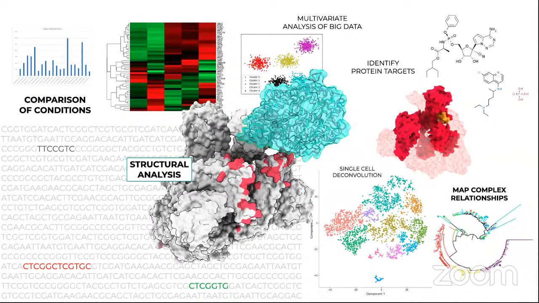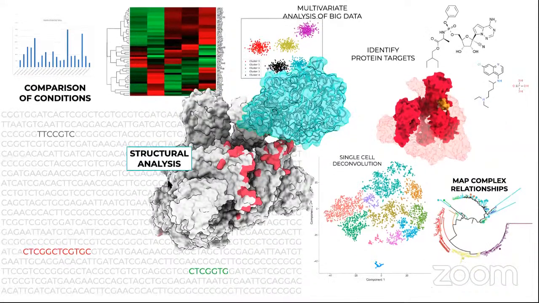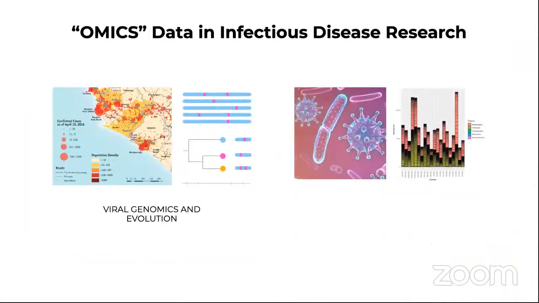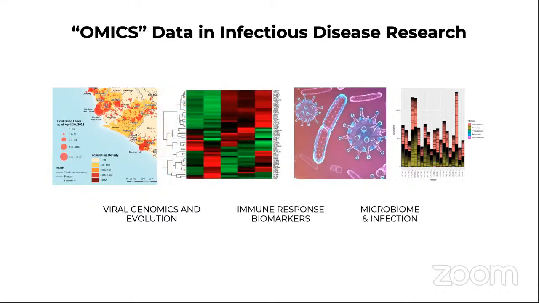So to really take a look at such a diverse range of topics, we have prepared a number of different examples. And in those examples, we'll take a look at viral genomics and evolution. We will take a look at microbiome and the infection through the microbiome. We'll also take a look at different examples of immune response biomarkers to understand how this process happens.